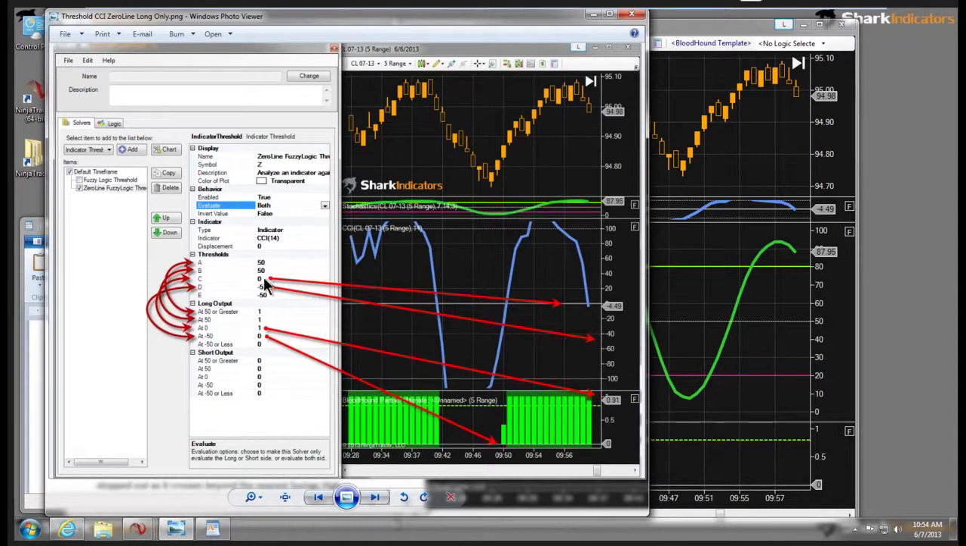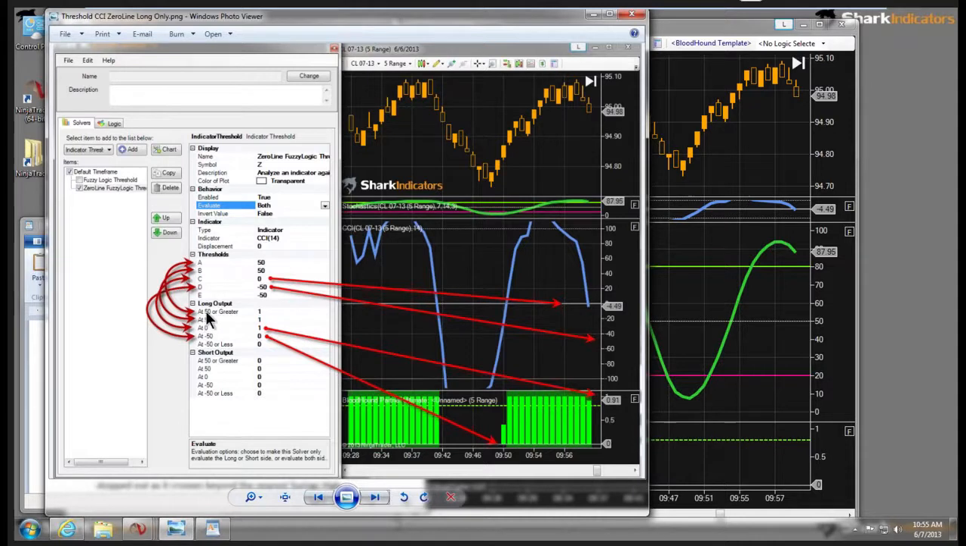So once again, we'll take a look at these thresholds and how the outputs correlate to them. We can see on our thresholds, I have 50 and 50, then 0, and then I put -50 and -50 again. On this particular point right here, we're at -4.5, so we're just below the 0 line.